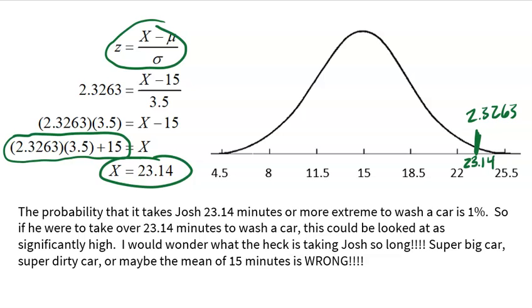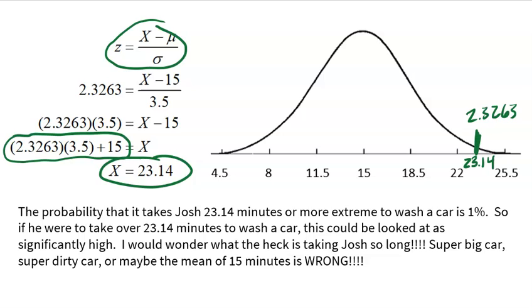So let's put all this together and make sure that you understand what we're saying. The probability that it takes Josh 23.14 minutes or higher to wash a car is 1%, right? Remember, the calculator cannot find individual probabilities with the normal model. So please do not say that there's a 1% chance that it takes Josh 23.14 minutes to wash his car. That's not true, right? It's 23.14 minutes or more extreme or even higher. Anything above 23.14 minutes would put you in that extreme, the top, that unlikely 1%.